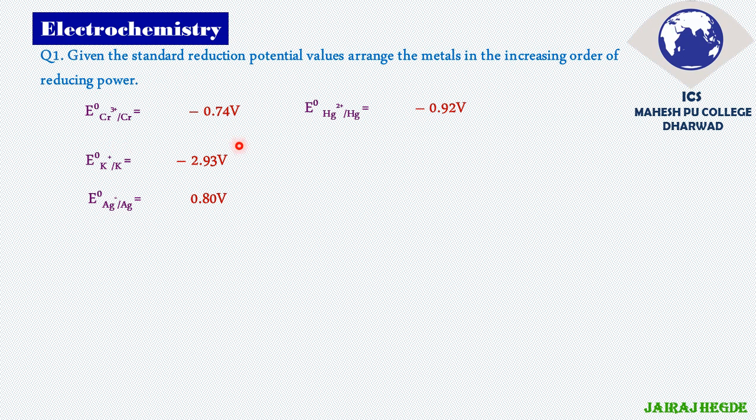In the same way, the reduction potential of potassium is very low. It means it has no tendency to undergo reduction. In other words, potassium has a high tendency to undergo oxidation to form K+. So that's why it readily undergoes oxidation by reducing the other species, and it acts as a strong reducing agent. This is the weakest reducing agent and this is the strongest reducing agent. So that's how we can arrange them.